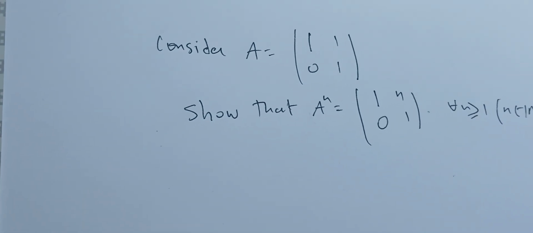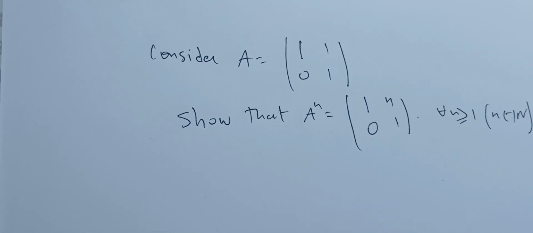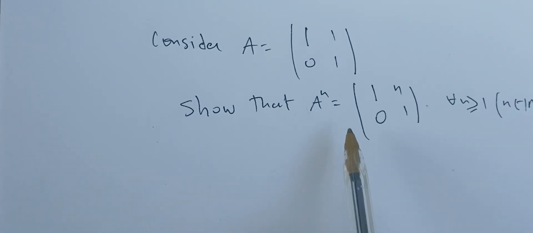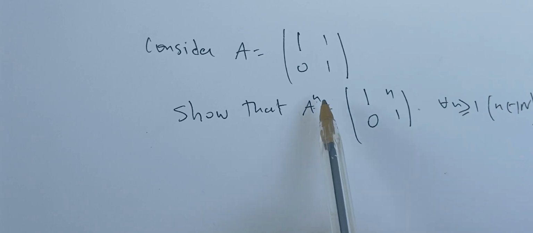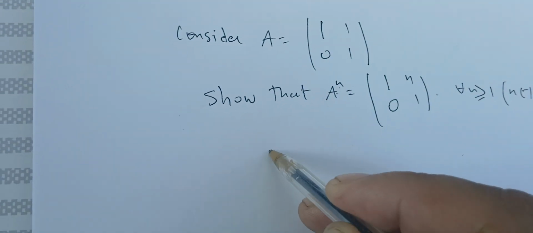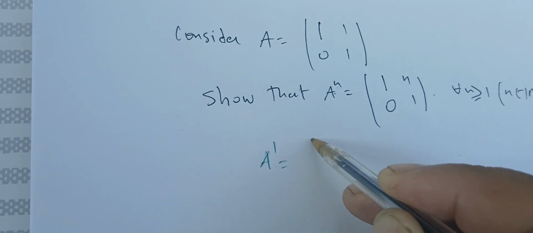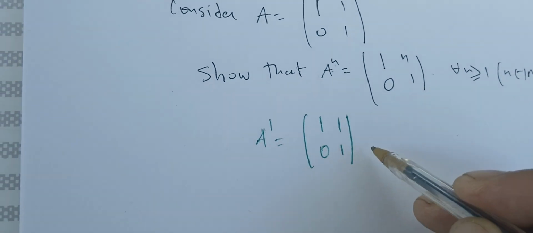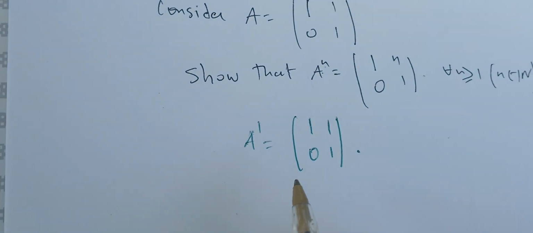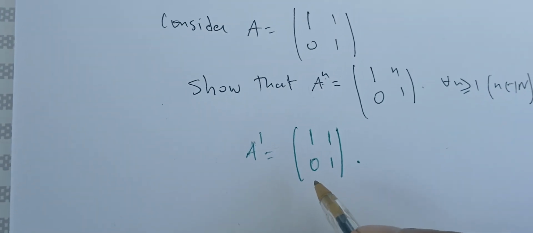Okay, first we note that if we let n equal 1, we see that A to the power 1 is A itself in this case. This means that this property is true for n equals 1.